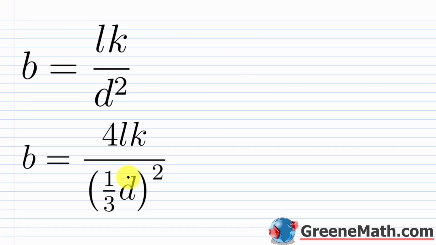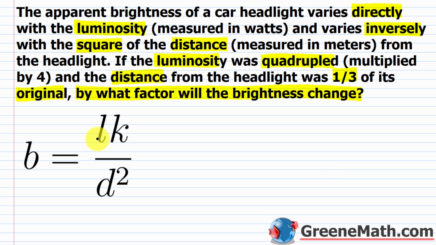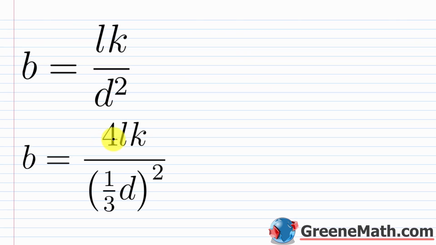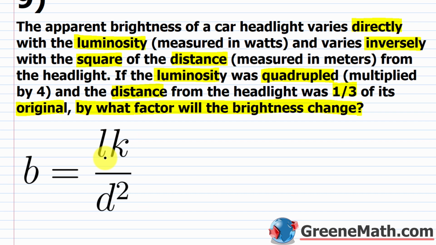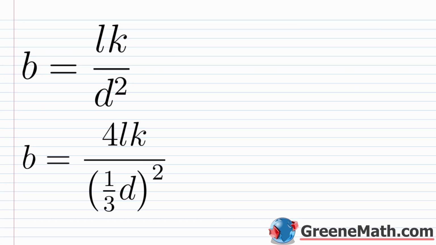Again, all you're going to do is plug in, and then you're going to compare it to the original model. We want to know if the luminosity, so that L right there, was quadrupled. So if it was multiplied by 4. So in other words, if you had 4L. So coming down here, that's why we have 4L and then times your K. And we would also say that the distance from the headlight was 1/3 of its original. So the D, the distance, you're going to change that to 1/3 of D. And so that's going to be squared. So come down here, you have 1/3 D, and that's going to be squared.